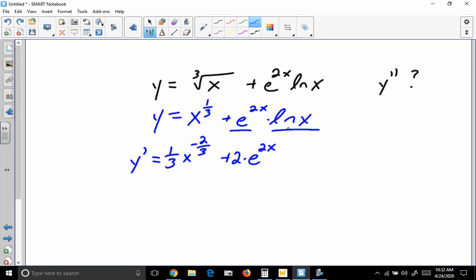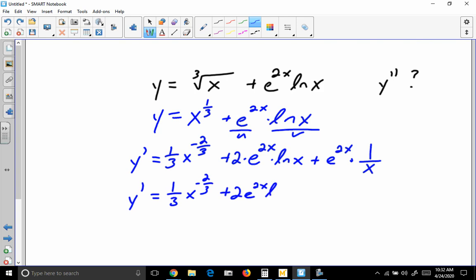So if this is u and that's v, this is u prime, do that times v, plus u times v prime. The derivative of natural log x is x on bottom, the derivative of x on top, so 1 over x. So we can rewrite this a little bit. Let's just call this 1/3 x to the negative 2/3 plus 2 e to the 2x natural log x plus e to the 2x over x.